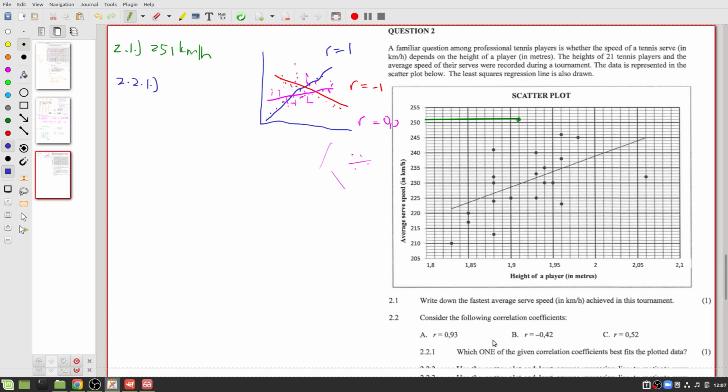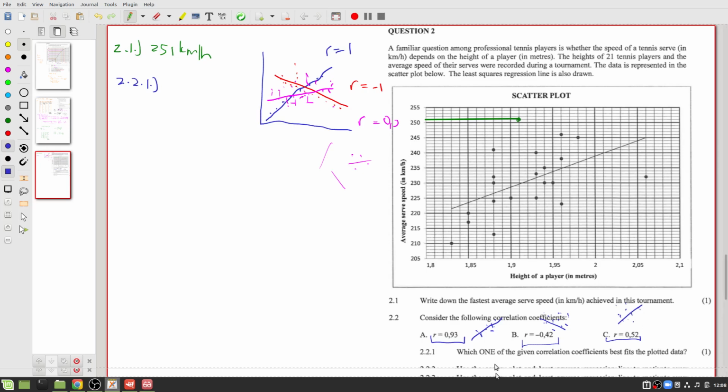Now let's see in this case. So consider these ones. So R equals 0.93. So what would this be? This is close to 1. So that would be a pretty perfect fit, right? The dots would be very close to the line and it would be going up. R equals -0.42. So for this one, the line would be going down and the dots would be pretty far away from it, right? And in this one, R equals 0.52. The line would be going up, but the dots would be pretty far away from it.